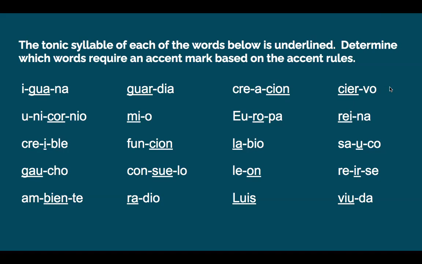And the final word in this row is ciervo. The I and the E are in the same syllable, so they form a diphthong. We will not accent the I, certainly, because we want to keep it in the same syllable as the E. This is a palabra llana ending in a vowel, and it does not need an accent. Okay. So that's the way to think through this part of the accent rule.